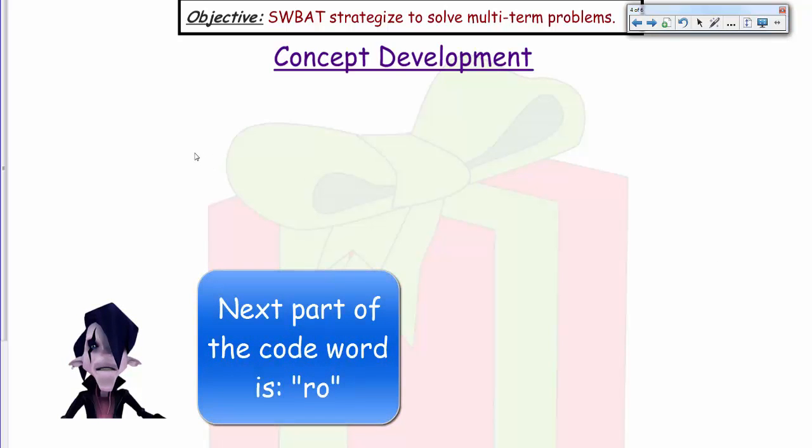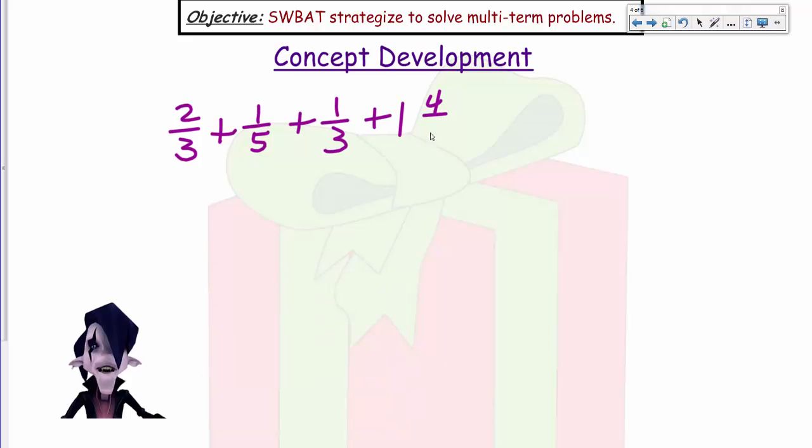Now, let's go ahead and write this problem down. 2/3 plus 1/5, plus 1/3 plus 1 and 4/5. Okay, I actually wrote my numbers halfway. Now, if you recall in the last lesson, we learned how to solve fraction problems by estimating the answers without using pencils. Do you recall? We did it mentally, mental math. And today we're going to build upon that knowledge.